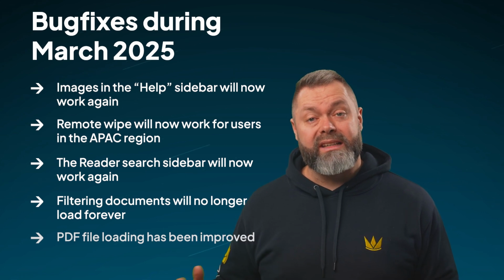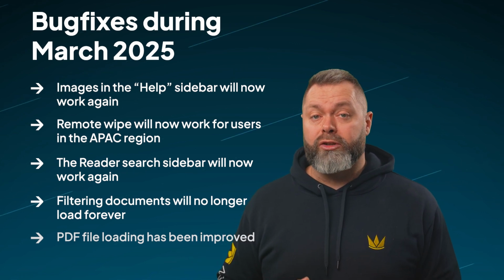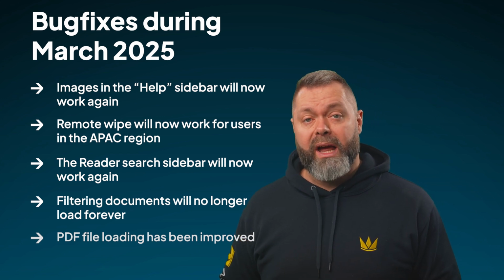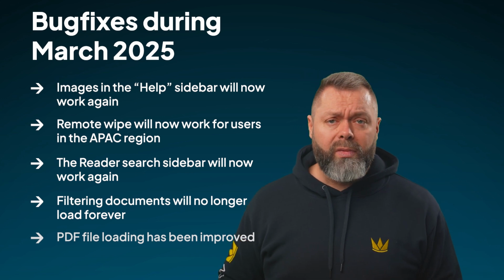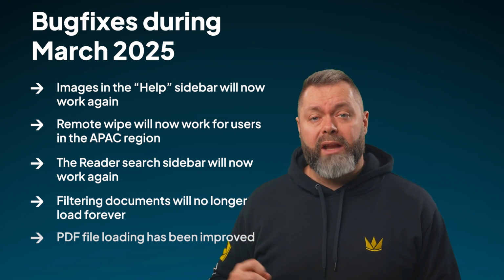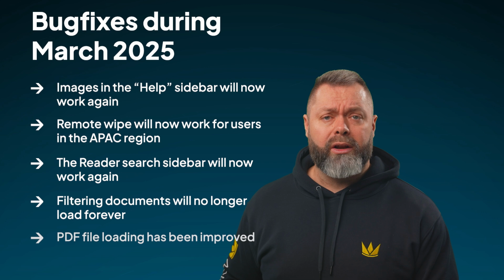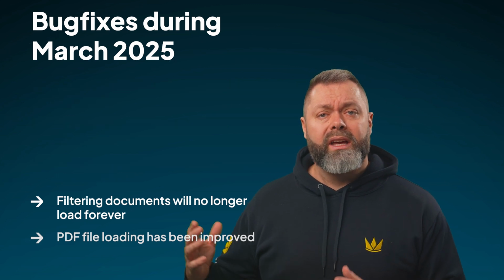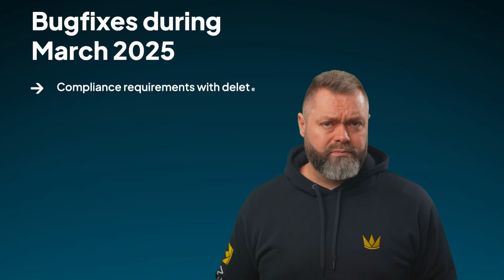So what this means is the filter functionality should no longer just stop and not work anymore. If it finds an invalid manual, it'll just continue. PDF file loading has been remarkably improved, and we're doing that by utilizing a lot of data caching, so we can make sure that the data that we need to have is already in the system.